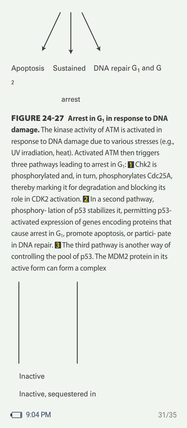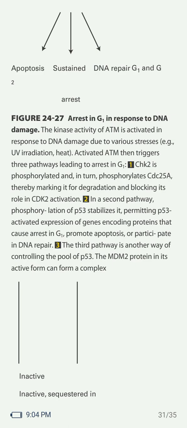The kinase activity of ATM is activated in response to DNA damage due to various stresses, UV radiation, heat. Activated ATM then triggers 3 pathways leading to arrest in G1. CHK2 is phosphorylated and in turn phosphorylates CDC25A, thereby marking it for degradation and blocking its role in CDK2 activation. In a second pathway, phosphorylation of p53 stabilizes it, permitting p53-activated expression of genes encoding proteins that cause arrest in G1, promote apoptosis, or participate in DNA repair.